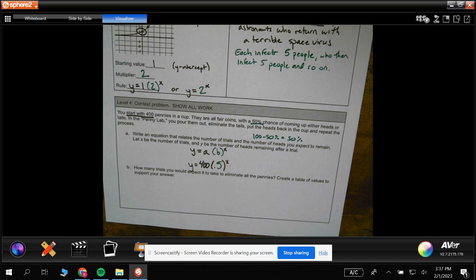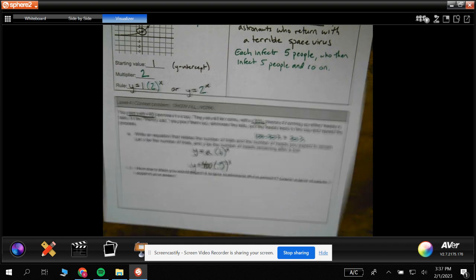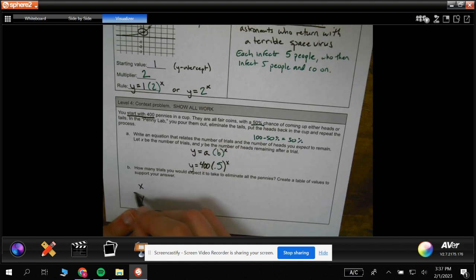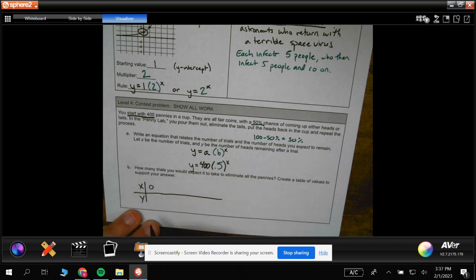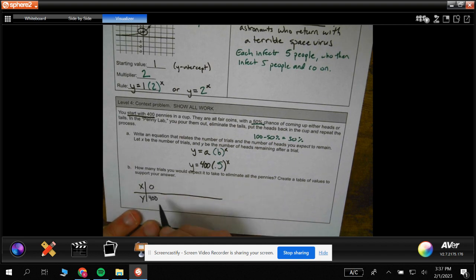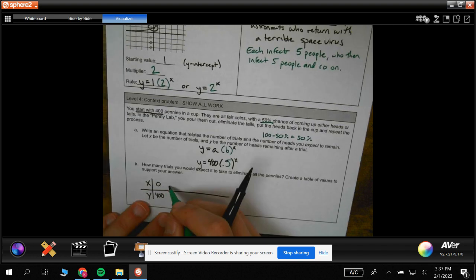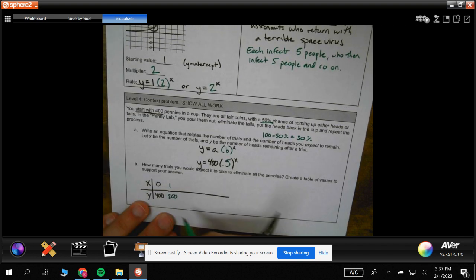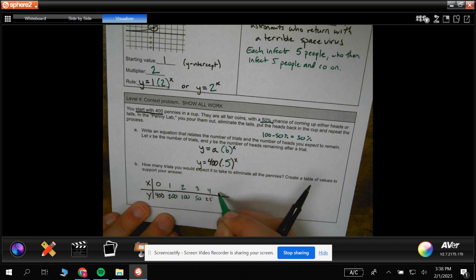Now, how many trials would you expect it would take to eliminate all the pennies? Create a table of values to support your answer. So here, if I wanted to make a table of values, let's think about where we would start. X and Y. Well, at 0 trials, how many are there? There are 400. Then what happens from there? I flip it once. I expect to see about half our heads, and I keep them. Then half. Then half. Half.